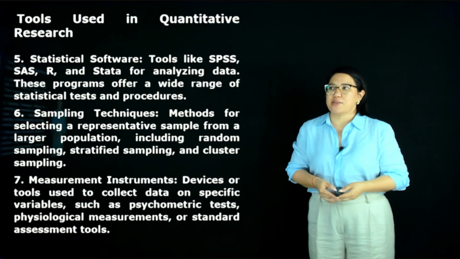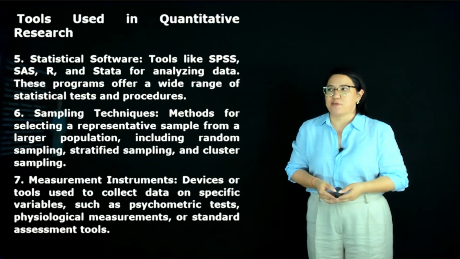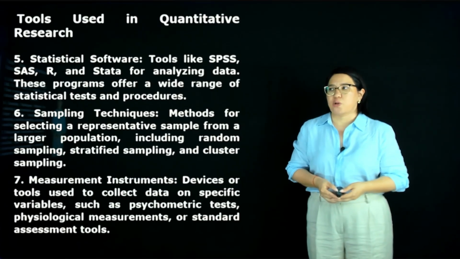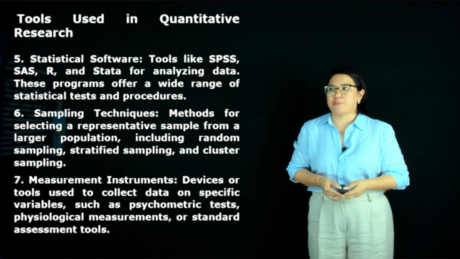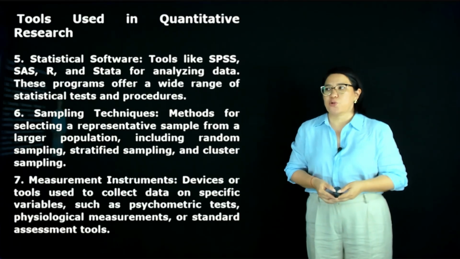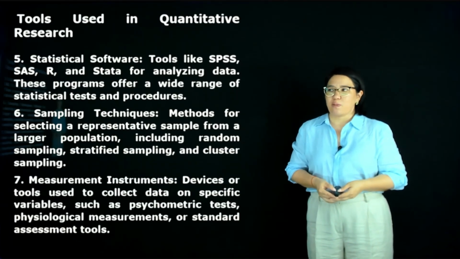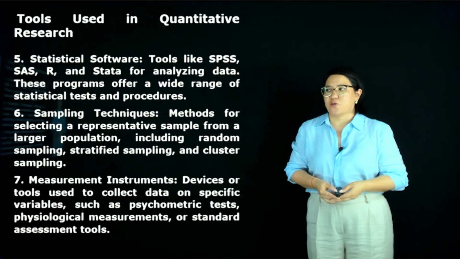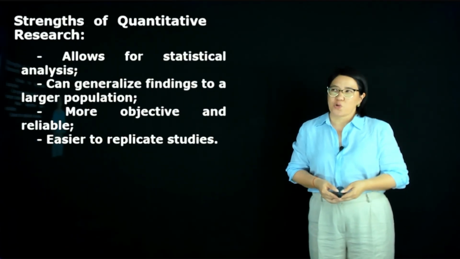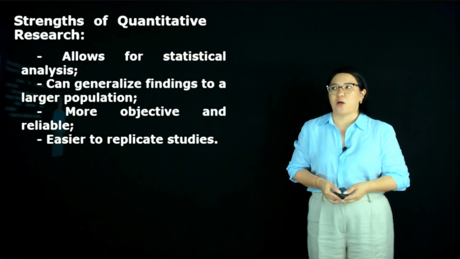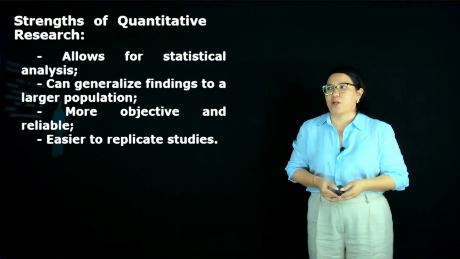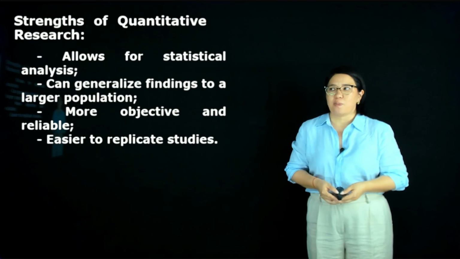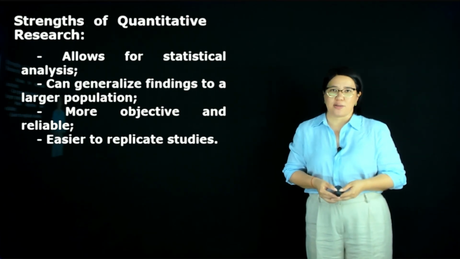Sampling techniques are methods for selecting a representative sample from a larger population, including random sampling and cluster sampling. Next one is measurement instruments, devices or tools used to collect data on specific variables, such as tests, measurements, or standard assessment tools. A strength of quantitative research is that it allows for statistical analysis, can generalize findings to a large population, is more objective and reliable, and is easy to replicate.